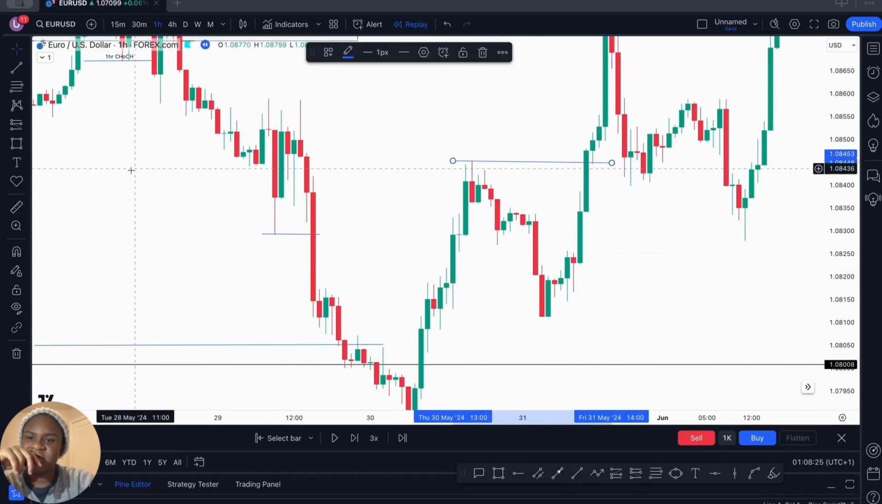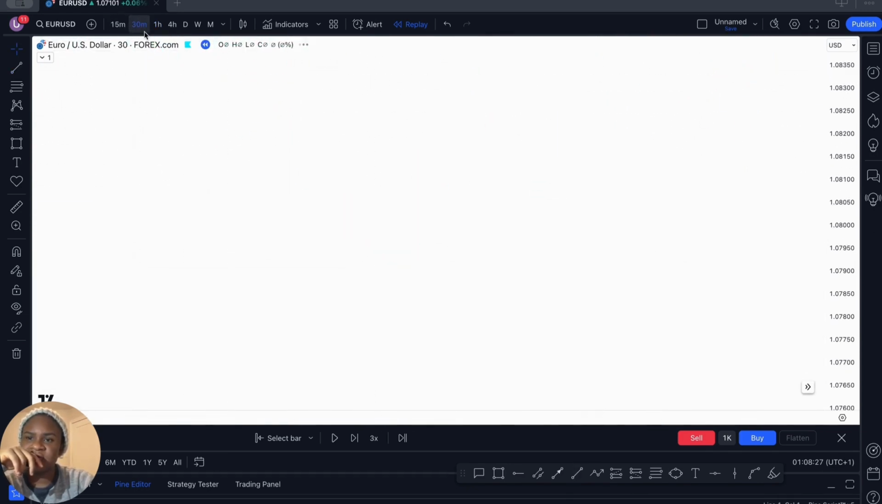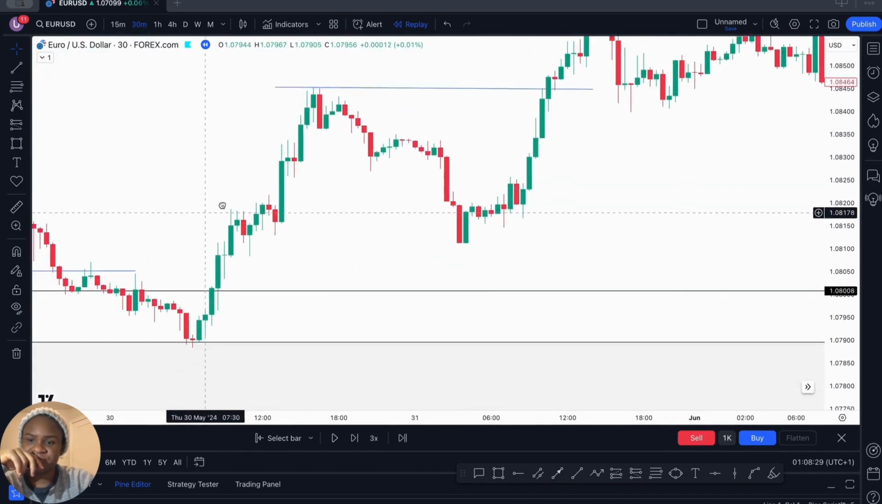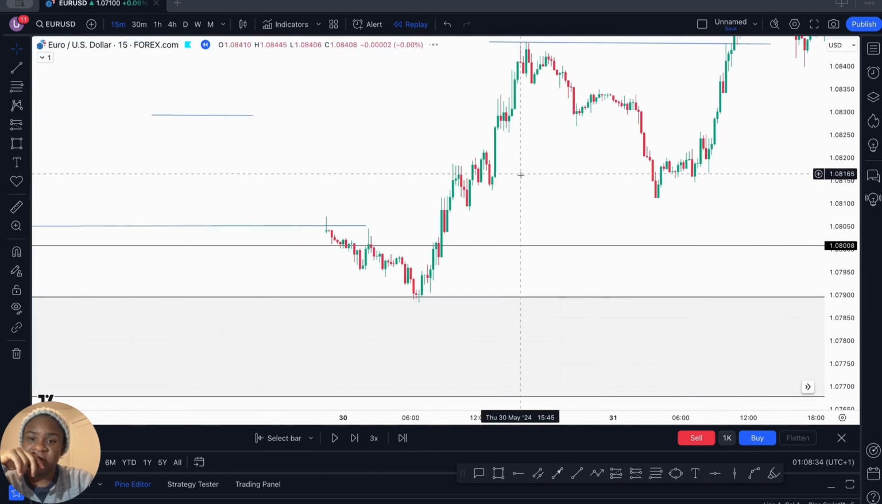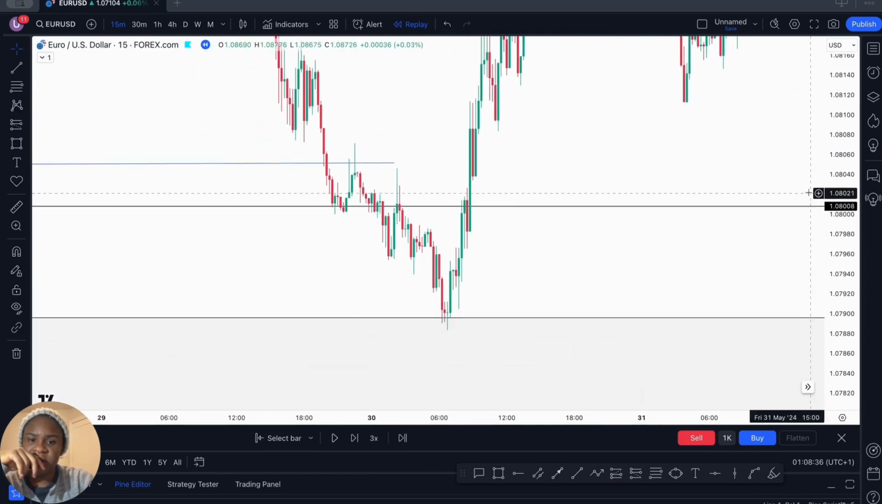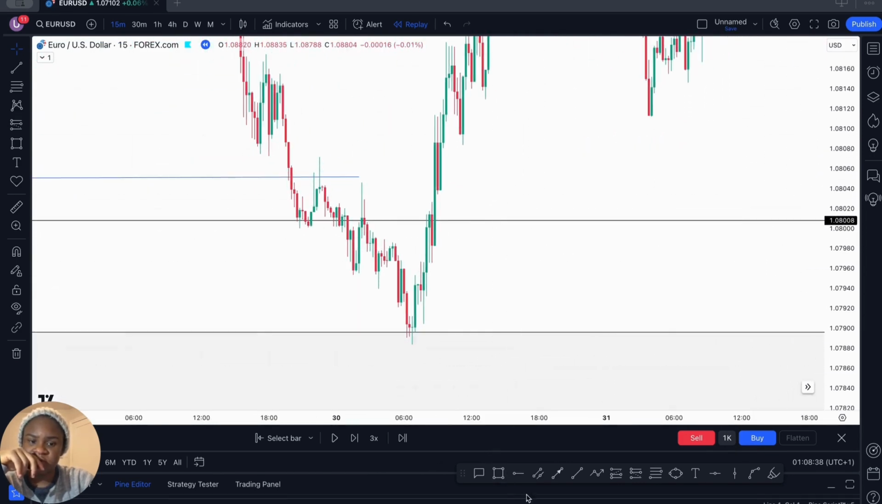But if you're not seeing any good structure in this area, you can come down to 30 minutes. If it comes to worse to worse, you can try 15 minutes, if you cannot see an entry in that area. On 15 minutes, what happened? The market did a shift in market structure here.